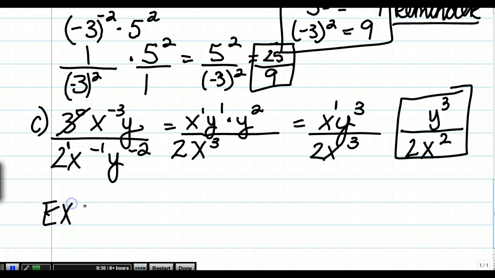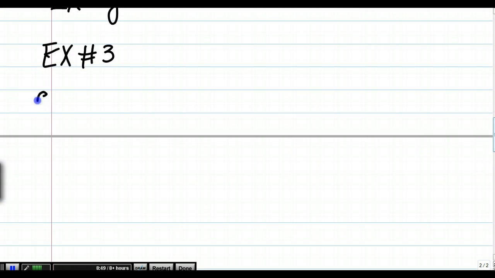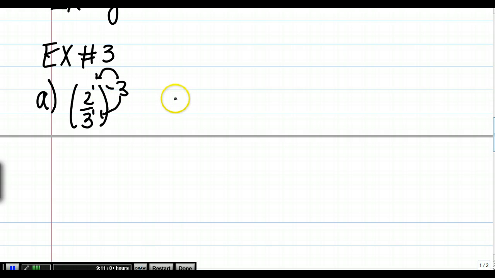Example number 3. We're going to have 2/3 to the negative third power. This is still power to a power. Remember, this is the power of 2 to the 1 and 3 to the 1. So remember, you have to use your rules where you multiply the top and the bottom power. So it's 2 to the 1, so 1 times negative 3 is negative 3, and 1 times negative 3 is negative 3 for this guy.